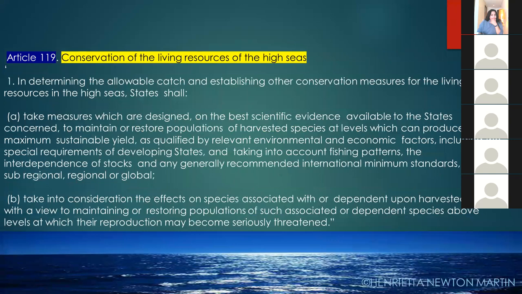119 specifically talks about conservation of living resources of the high seas again. In determining the allowable catch and establishing conservation measures for the living resources on the high seas, the states shall take all measures that are possible, designed with the best scientific evidence available to the states concerned, to maintain or restore populations of harvested species at levels which can produce the maximum sustainable yield, as qualified by relevant environmental and economic factors. They shall also take into consideration the effect on species that are associated with or dependent upon harvested species, with a view to maintaining or restoring populations of such associated or dependent species above levels at which their reproduction may be seriously threatened.